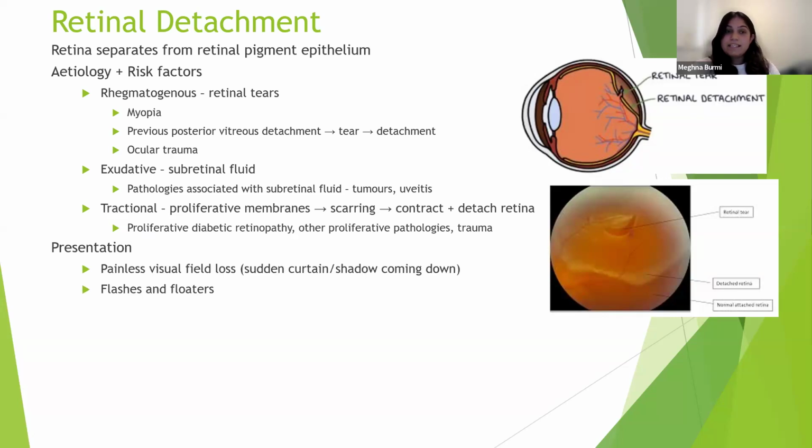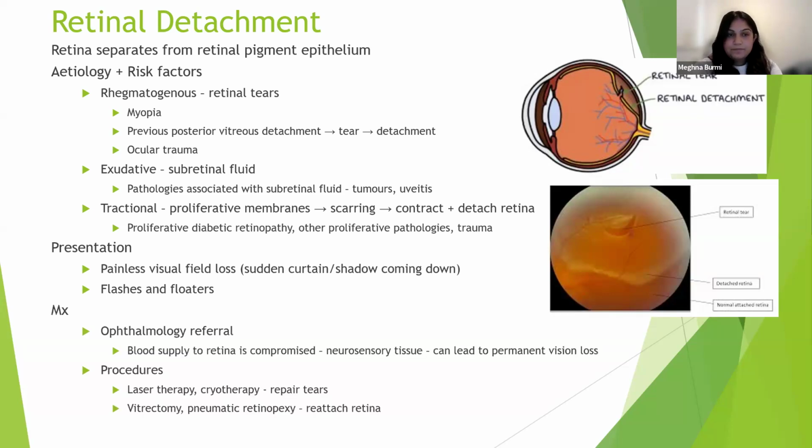Patients will say that they're having this painless visual field loss. Sometimes it's described as a sudden curtain coming down, or a shadow coming down. And it's very sudden because the retina has just suddenly detached away. Flashes and floaters. But other than that, there's no red eye because we're talking about the back of the eye, and there's no pain. Management, basically you refer to ophthalmology quickly because we want to re-establish blood supply to the retina.